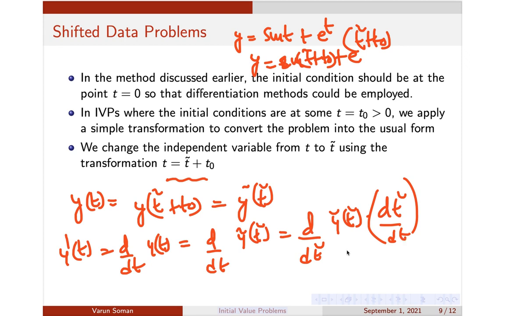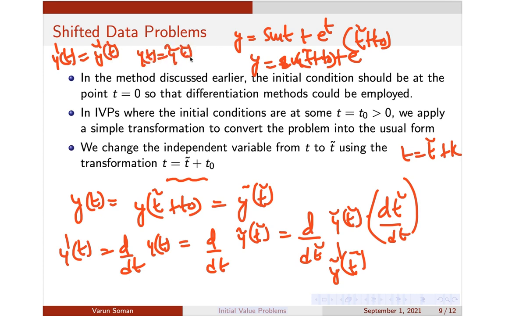Or I can write this as simply y tilde dash of t tilde, because I am just differentiating y tilde in terms of t tilde itself. So simply it will become y tilde dash of t tilde. And what is this d t tilde by dt? Your t is actually t tilde plus some constant, so your d t tilde by dt will simply be 1. So that means your y dash of t is actually y tilde dash of t tilde, and your y of t will simply be y tilde of t tilde.